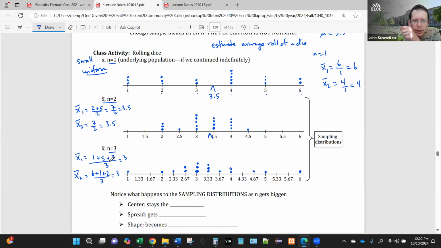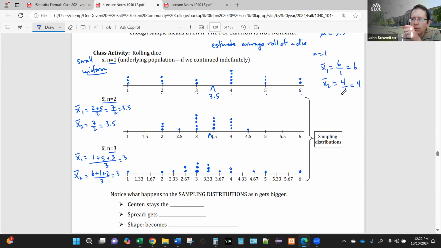So again, let me explain. So we're going to roll 3 dice. I always get the plural form of that word a little bit mixed up. But anyway, we're going to roll 3 dice, and we're going to add the 3 numbers up and divide by 3.